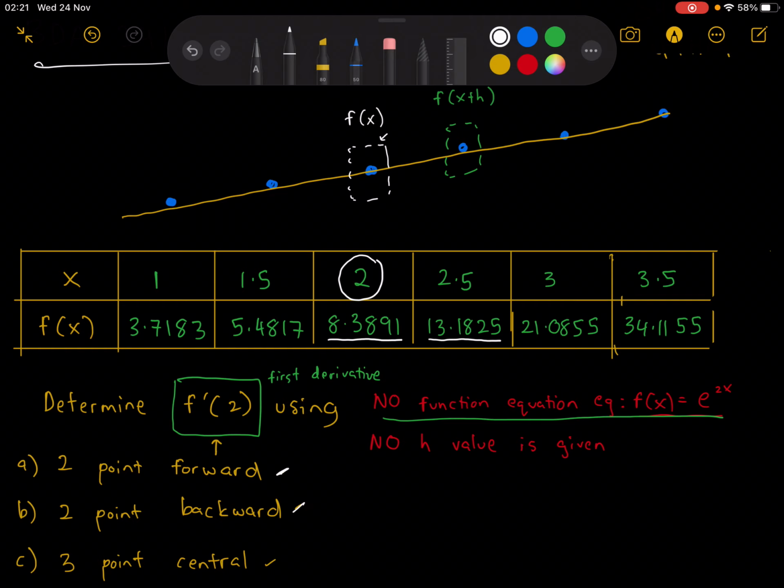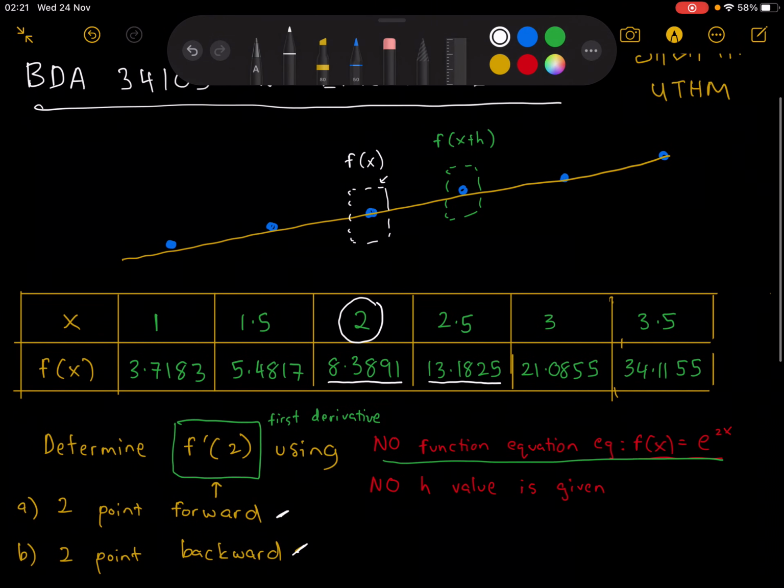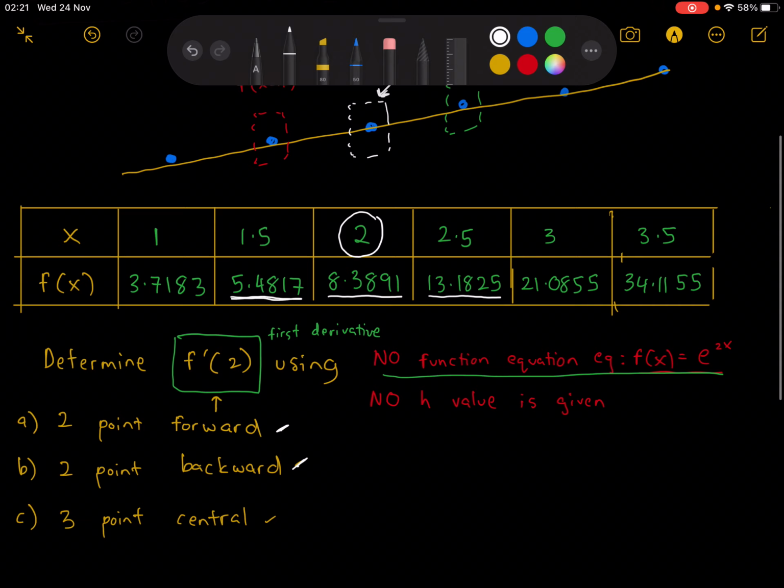How about to solve it using 2-point backward? For 2-point backward, we need the point before our point of interest. So if this is our point of interest, the point before it would be this one. So basically this is our f(x minus h), whereby the value of f(x minus h) is given in the table. So we can solve it straight away.